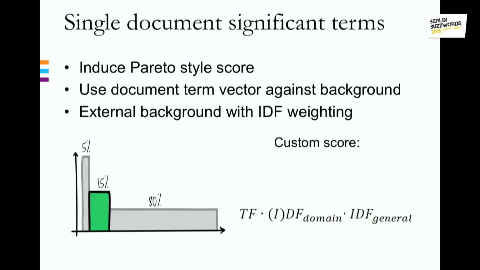So what we had to do is create a new score that will let us do significant terms style scoring on a single document. We want to bring forth things that are uncommon, but still common enough. I might summarize that as a Pareto style scoring, this 5, 15, 80 separation of the curve here, where we want the juicy, informative terms that are not too rare and not too common. The scoring we use is the one you see here. It's basically a TF-IDF with an additional factor.